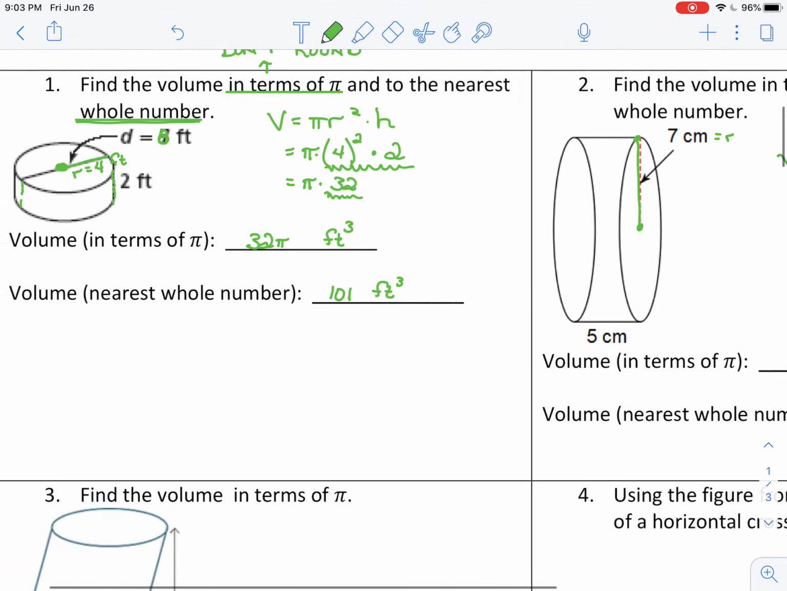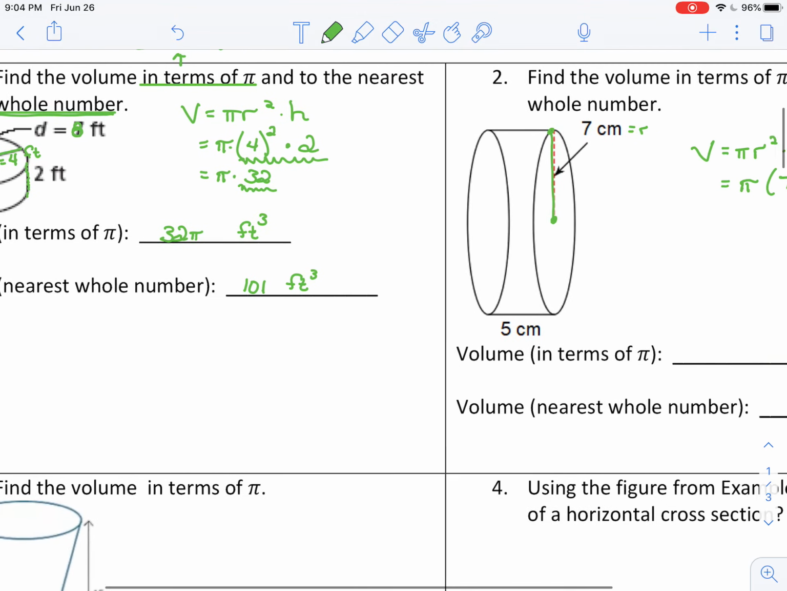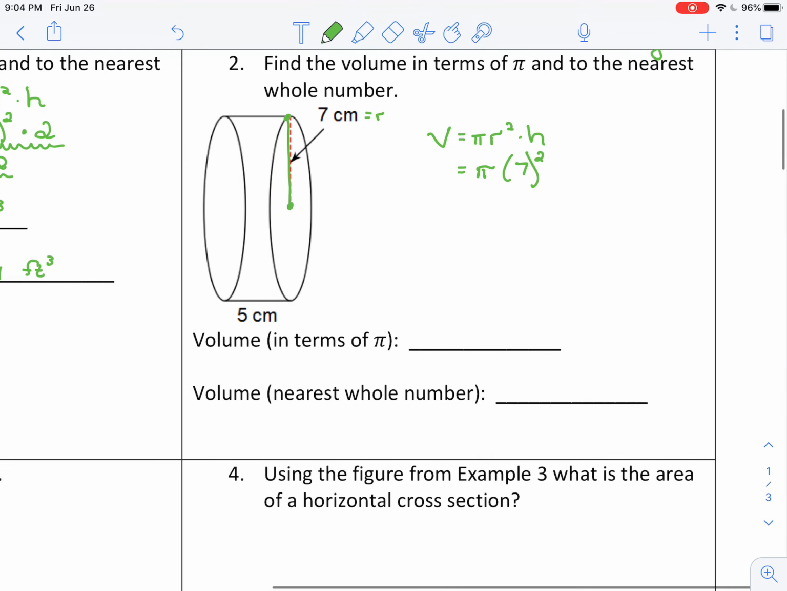Sometimes you'll cut it in half because they'll give you the diameter. Sometimes they're going to give you the radius. Just pay attention to what they gave you. I do need to multiply by the height, which is the distance between the circles. So that does not mean how tall this thing is going vertically. That is not the definition of height. Height is how far this circle is from this circle. So we can see that it has a 5 centimeter height.